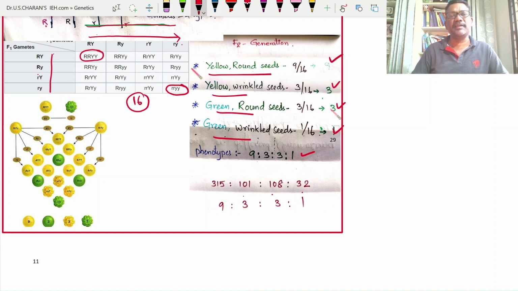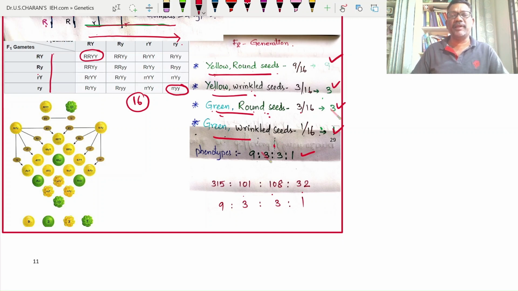So the genotypes are formed: 16 genotypes with 4 phenotypes. Here, yellow round is the dominant character; both are dominant characters. Yellow wrinkled: yellow is the dominant one, wrinkled is the recessive one. These two are appearing in this phenotype. This is green round. Green is the recessive character, round is the dominant character, but both are appearing in this population. Then the final one is the green wrinkled.